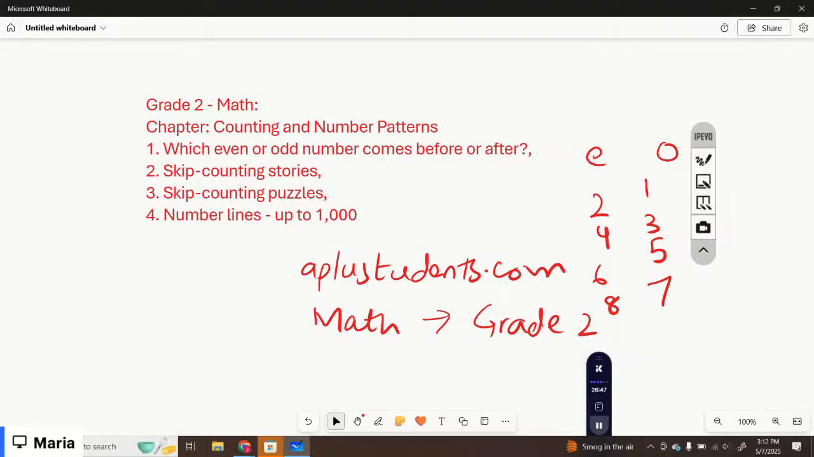If you still have any question, you can ask. I will revise once again. Even numbers are the numbers that can be easily divided by 2. They are 0, 2, 4, 6, 8. And odd numbers are the ones that cannot be divided by 2. They are 1, 3, 5, 7, 9, and 11. Got it? Okay. We've already covered this even or odd lesson last week.